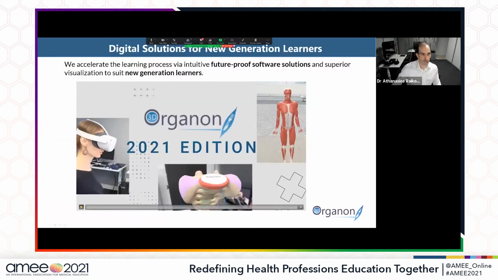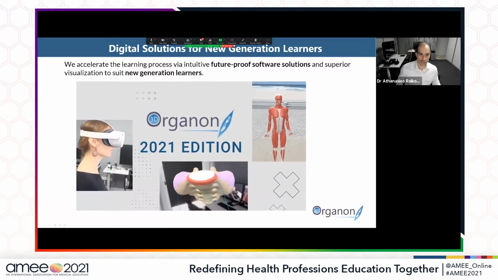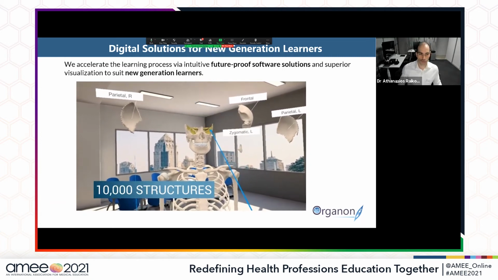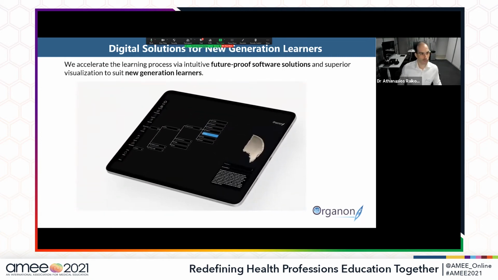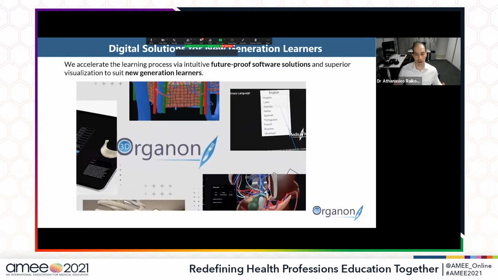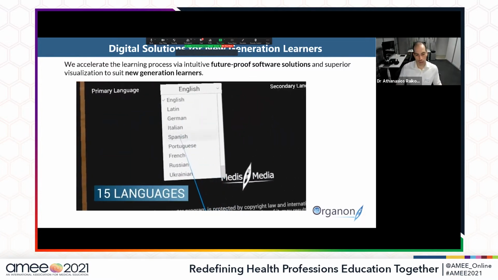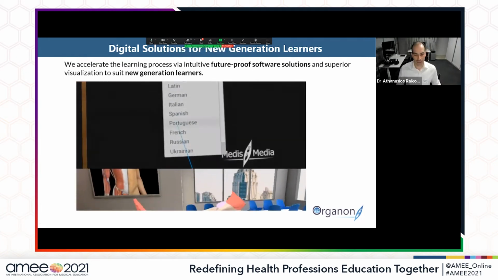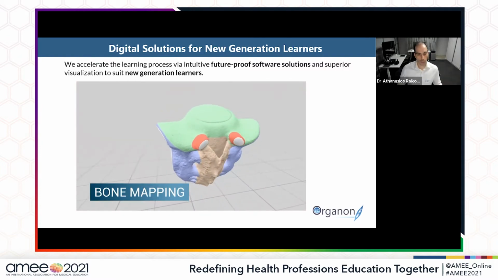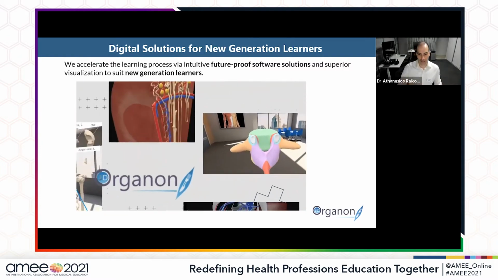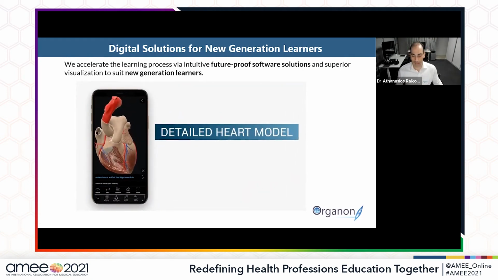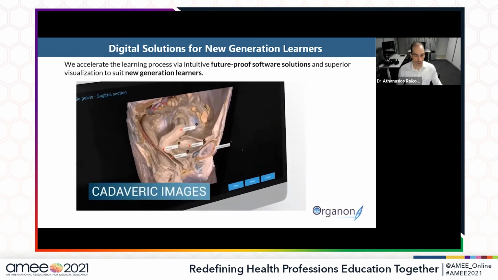So our solutions are accelerating the learning process by intuitive and future-proof software solutions. We provide superior visualization with 3D Organon. There are an array of tools to use to learn anatomy. Obviously, everything is translated accurately to lots of languages. We have a bone mapping tool where you can see different color maps for bones, attachments and borders and surfaces and so on.